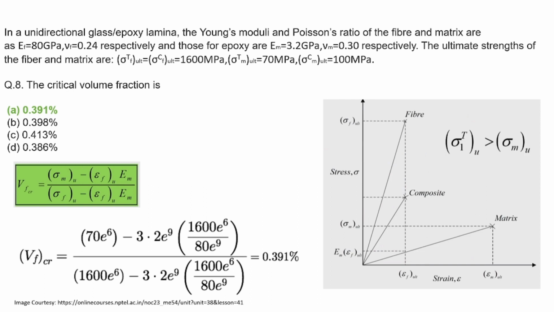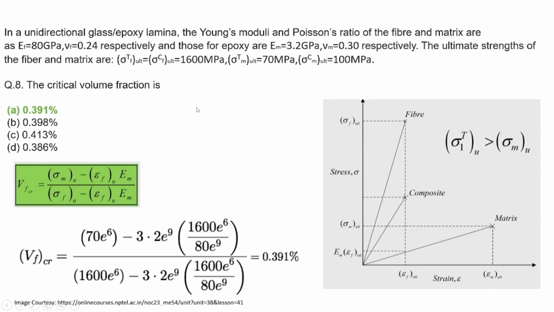So next question is, in a unidirectional glass epoxy lamina, Young's moduli and Poisson ratio of the fiber and matrix are given, and also of the epoxy is given. So the ultimate strength of the fiber and matrix is also provided. So we have to find the critical volume fraction.